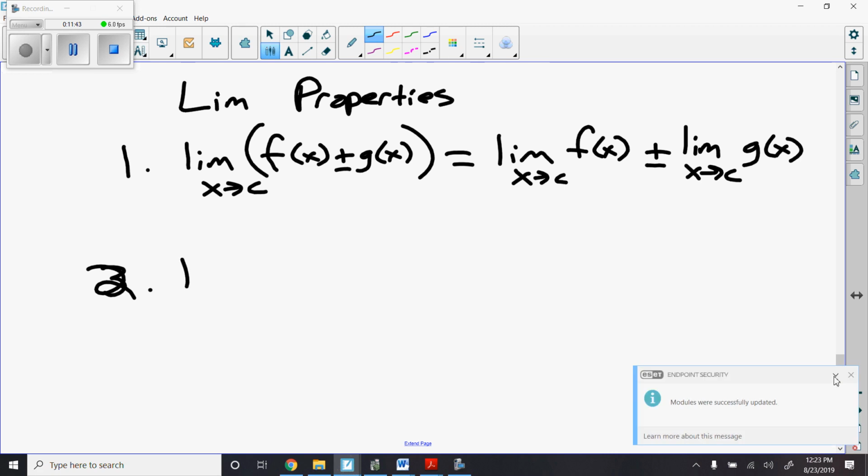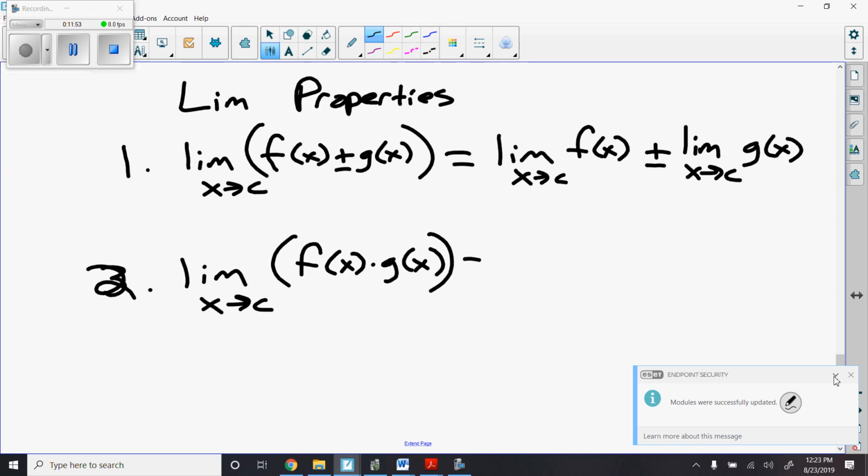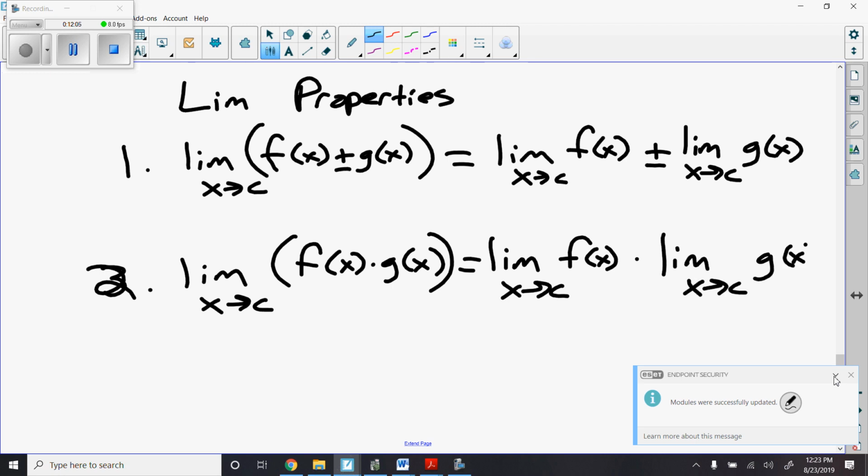Property 2. Limit as x goes to c of f of x times g of x. I can just split that into the limit as x goes to c of f of x times the limit as x goes to c of g of x.